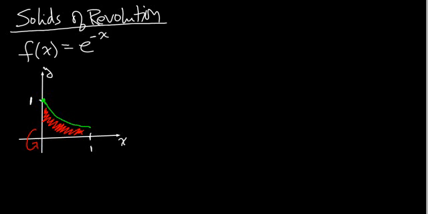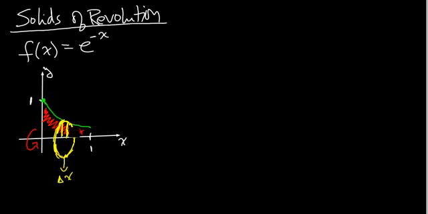And to see how we do that, we take little slices of the region, and we look at them individually and wrap them around. And these slices have a thickness, and the thickness is going to be delta x.